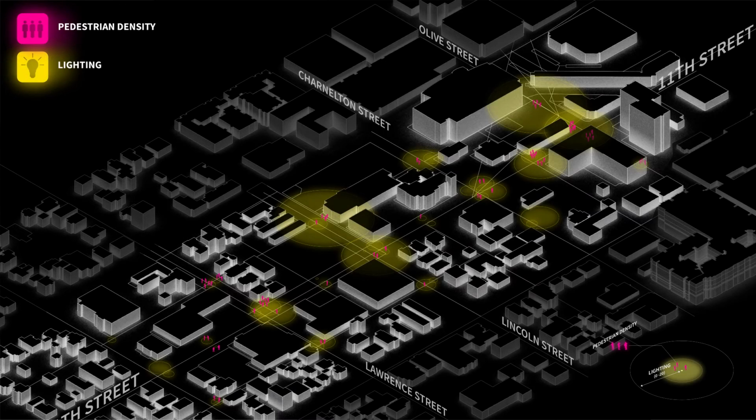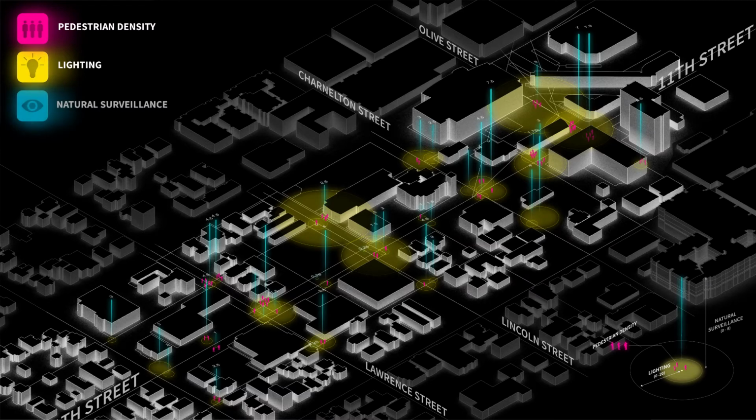When we layer light data over this, one can detect a rough correlation between the 2 qualities. Natural surveillance paints a similar picture. With a few exceptions, people tend to gather around well-lit areas with relatively high levels of natural surveillance.